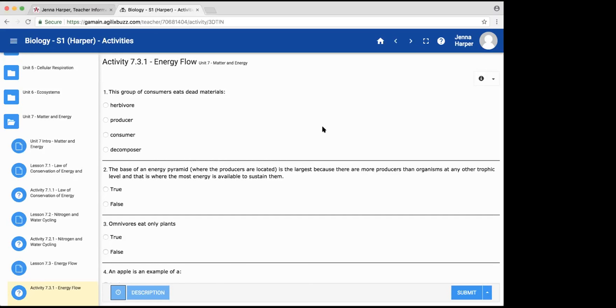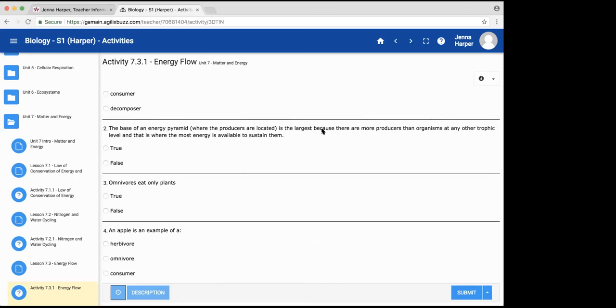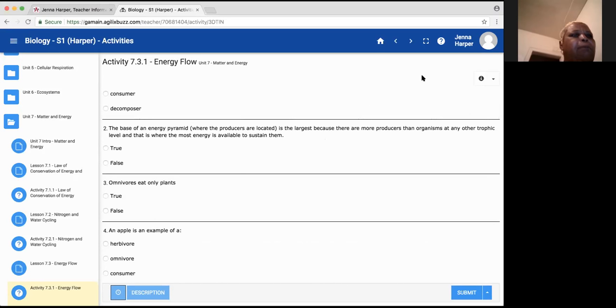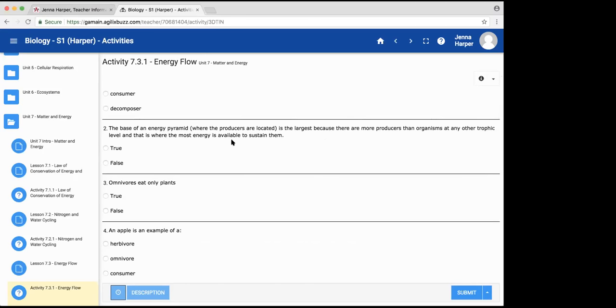Decomposer? Decomposer, that's right. So decomposers are super important for our environment and our energy because they break down all the dead stuff, which needs to be broken down to release carbon into the atmosphere. So very good. All right. Any questions on number 1? Okay. Let's go to number 2.